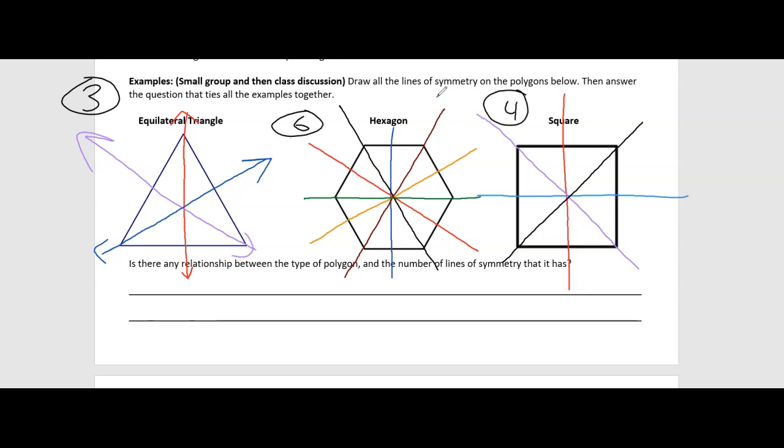Well, what do you notice about the lines of symmetry compared to something else about these polygons? Well, they have the same number of sides as lines of symmetry, or you could say the same number of vertices, or the same number of angles. There is a special relationship between regular polygons. Remember, these were regular because all the sides had the same length and all the angles had the same measurement.